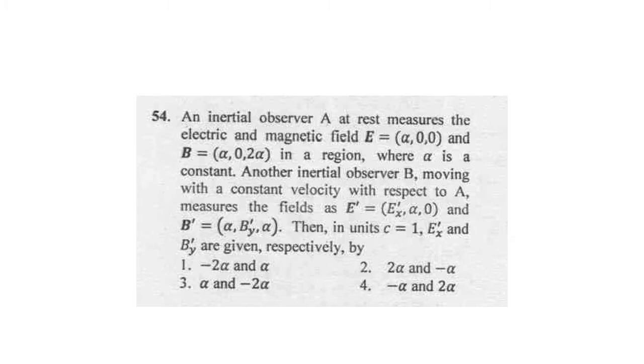as E prime equal to (Ex prime, alpha, 0) and magnetic field B prime equal to (alpha, By prime, alpha), in units where c equals 1. Ex prime and By prime are to be found. What are we going to solve now? Here prime represents the moving observer frame. Without prime, the electric and magnetic fields represent the rest observer frame.